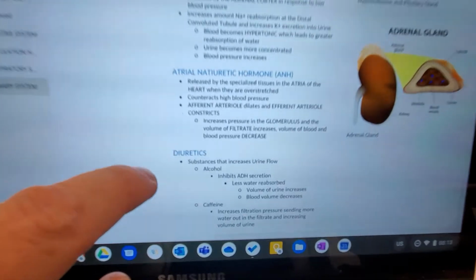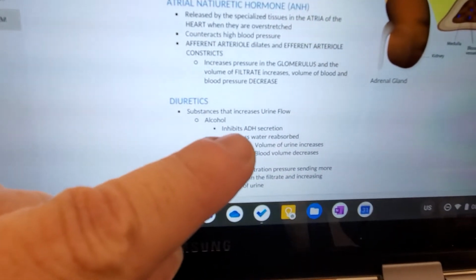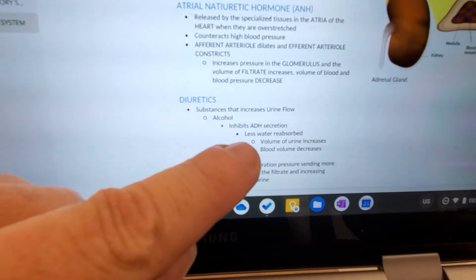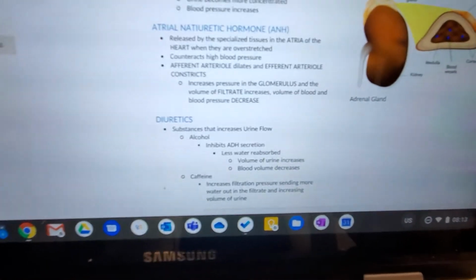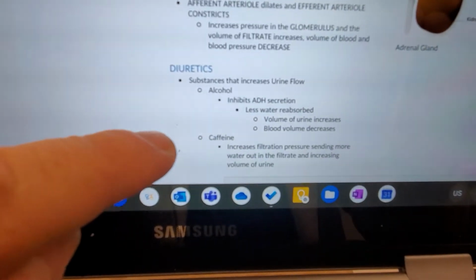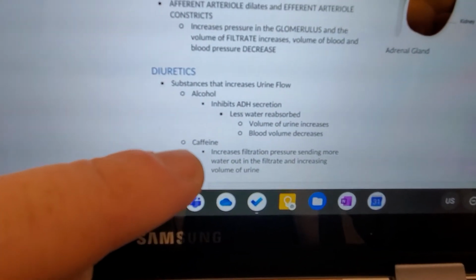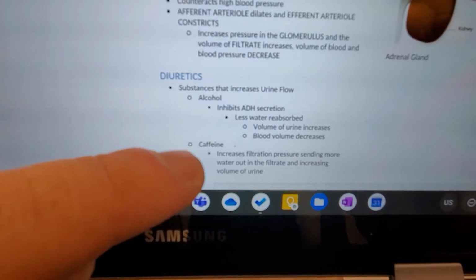There are some of these diuretics. I already talked about alcohol, which inhibits ADH secretion, so less water is reabsorbed and your volume of urine increases, your blood volume decreases, you basically are getting dehydrated. And caffeine is another one. Caffeine does all kinds of stuff. It increases filtration pressure. So it basically kind of does what ANH does, but not really.